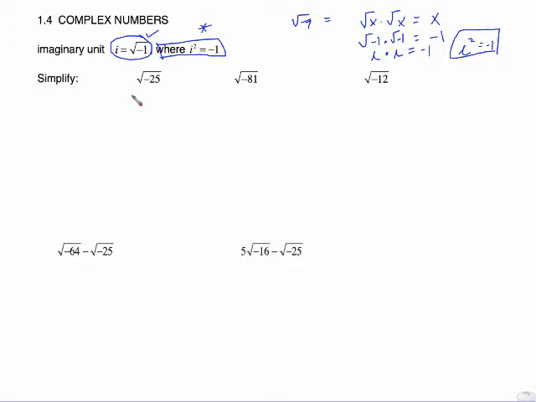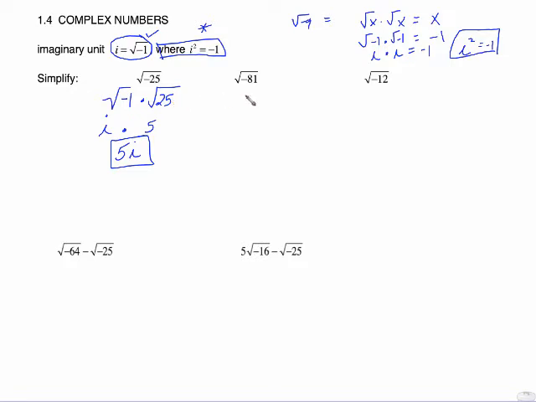Let's talk about simplifying the square root of these negative numbers. The long way to show you the exact steps is to think about the square root of -25 being the product of the square root of -1 times the square root of 25. So the square root of 25 is 5. The square root of -1 is defined to be i. And of course, i times 5 is 5i. Now that's the step-by-step way to break it into its two factors.